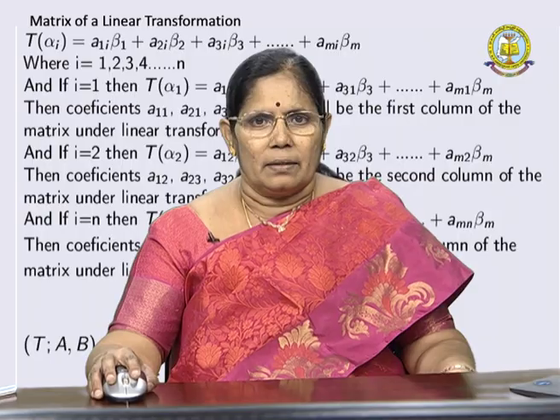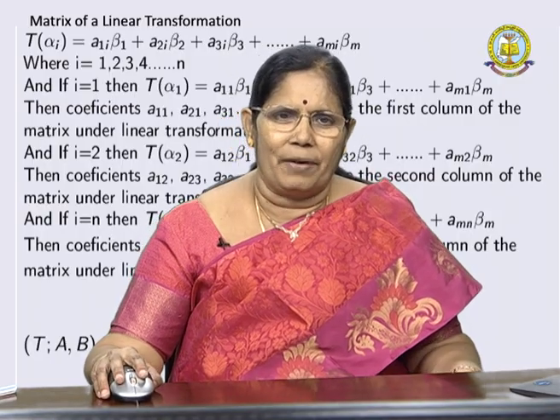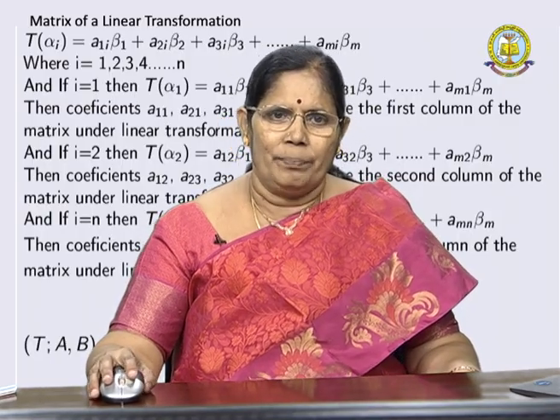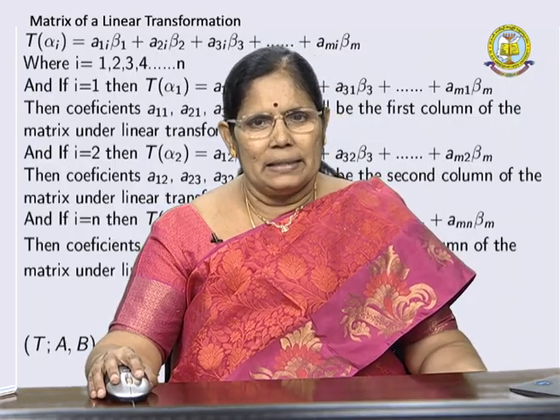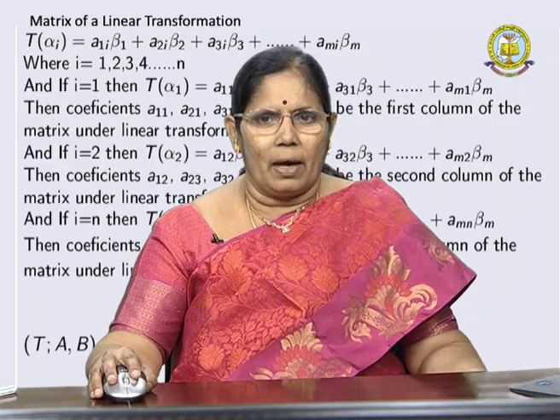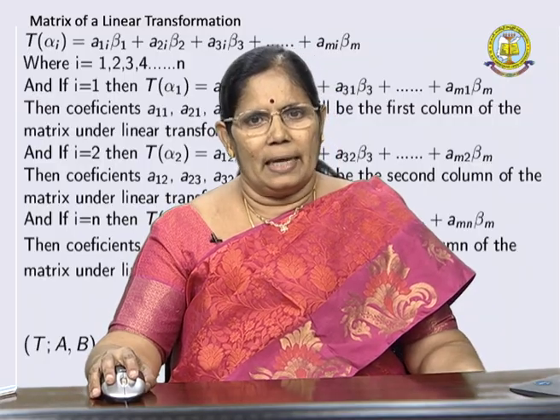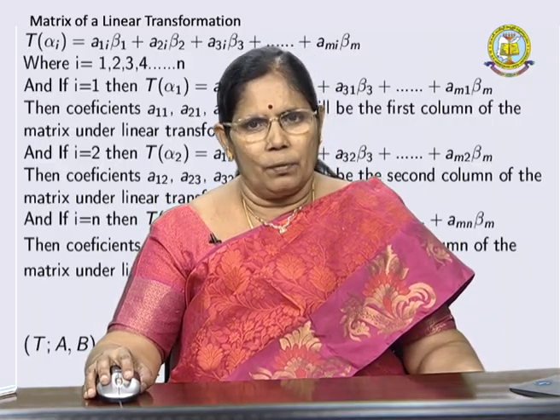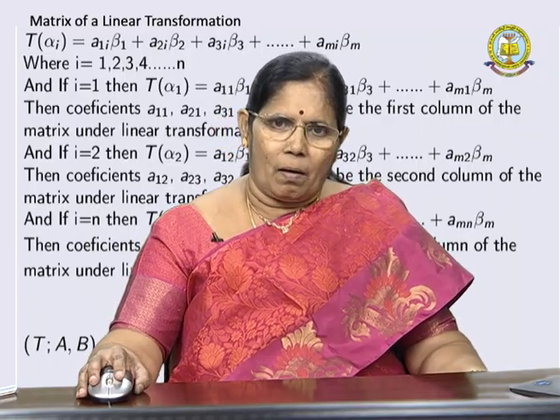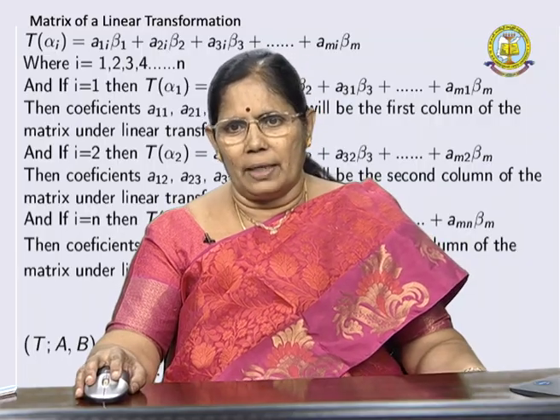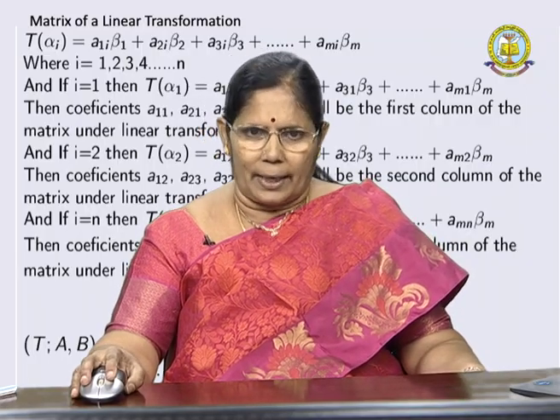In particular, if you take this for T of alpha i, for 1 less than or equal to i less than or equal to n, by generalizing you get T of alpha i equals A1i beta 1 plus A2i beta 2 plus, and so on, Ami beta m, or sigma p equals 1 to m of Api beta p.